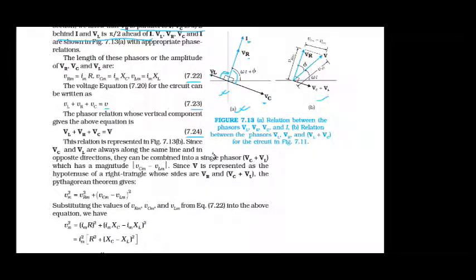This is the figure. Since VC and VL are always along the same line in the opposite direction, they can be combined into a single phasor VC plus VL, which has a magnitude VCM minus VLM. Since V is represented as the hypotenuse of the right angle triangle whose sides are VR and VC plus VL, the Pythagoras theorem gives VM square is equal to VRM square plus VCM minus VLM whole square.